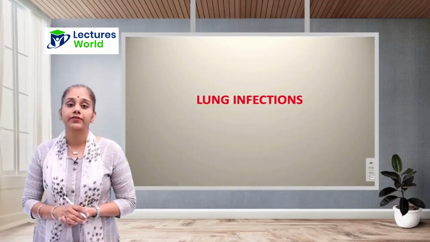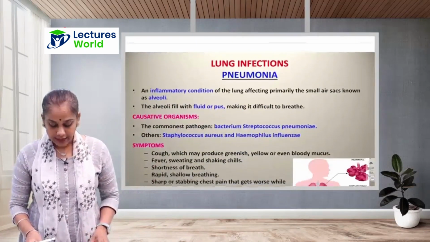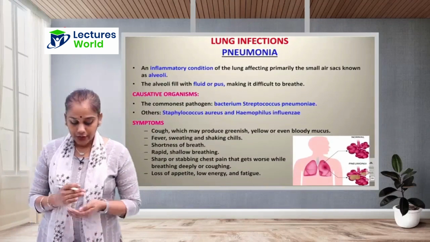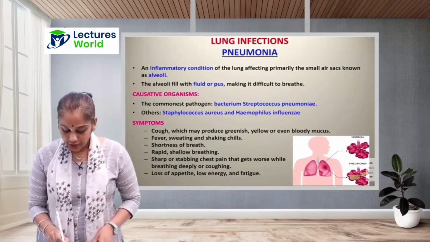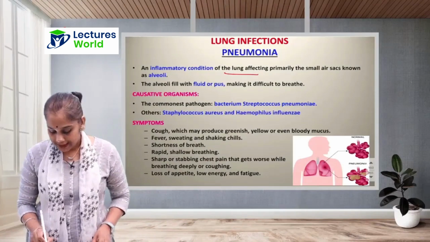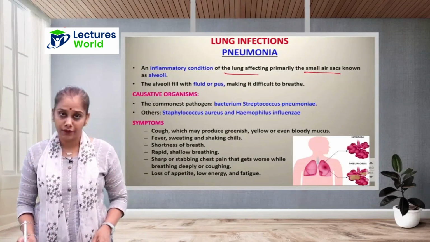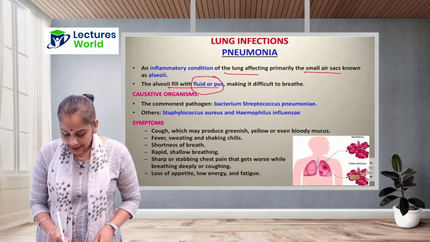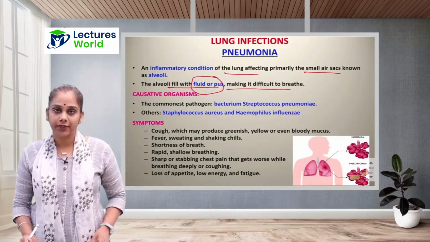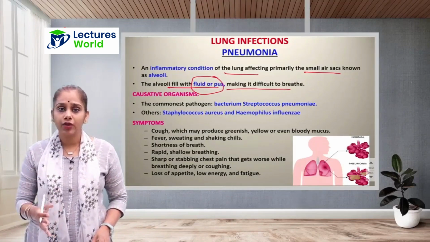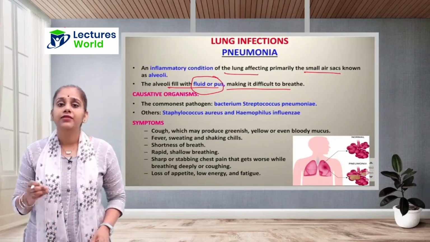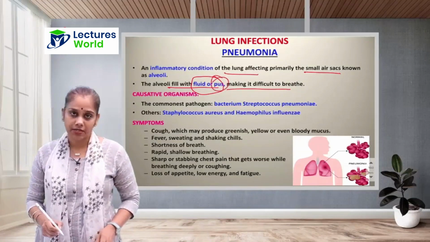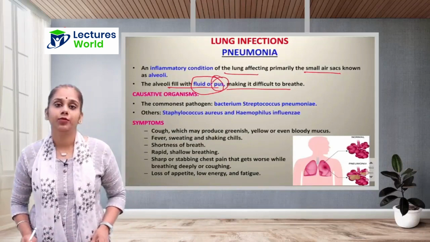Now we will see the lung infections. The first one is pneumonia. Pneumonia is an inflammatory condition of the lungs that primarily affects the small air sacs known as the alveoli. The alveoli are filled with fluid or pus, making it difficult to breathe. The fluid may be water or it may be pus. That is known as pneumonia.